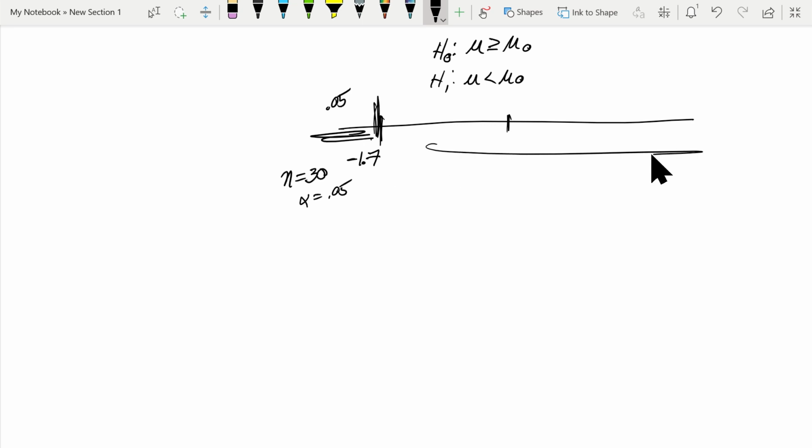If it comes out over here anywhere, I don't care. I fail to reject. This is traditional statistics. I've got a 5% chance of error. If it falls in there, I reject it. If it doesn't, I don't reject it.